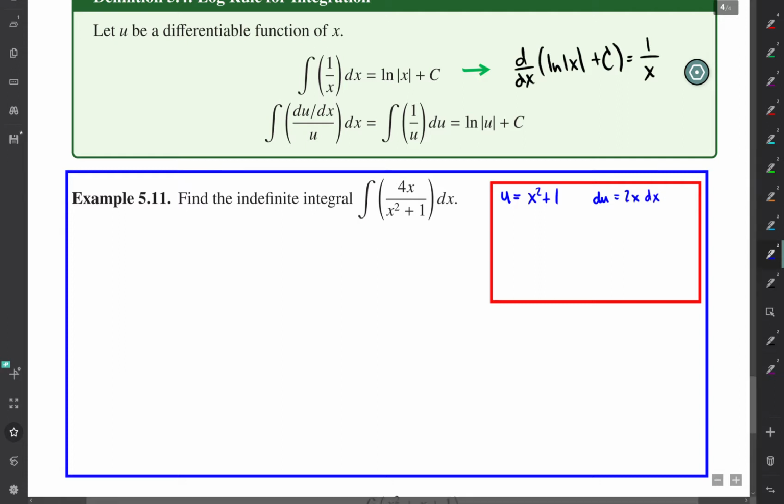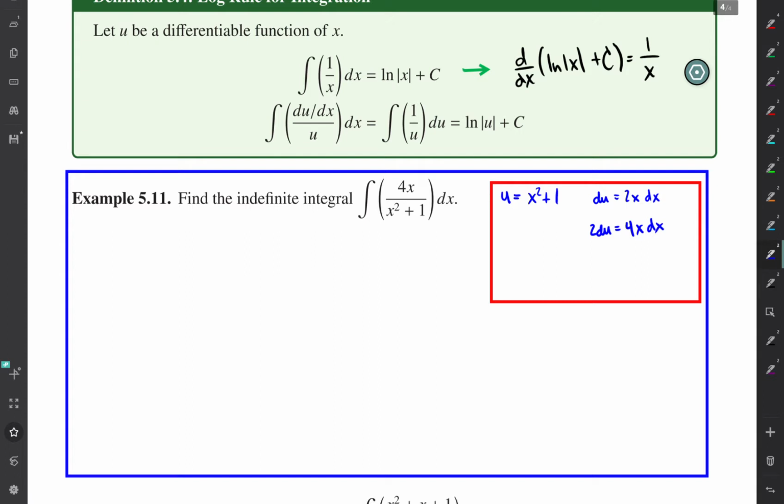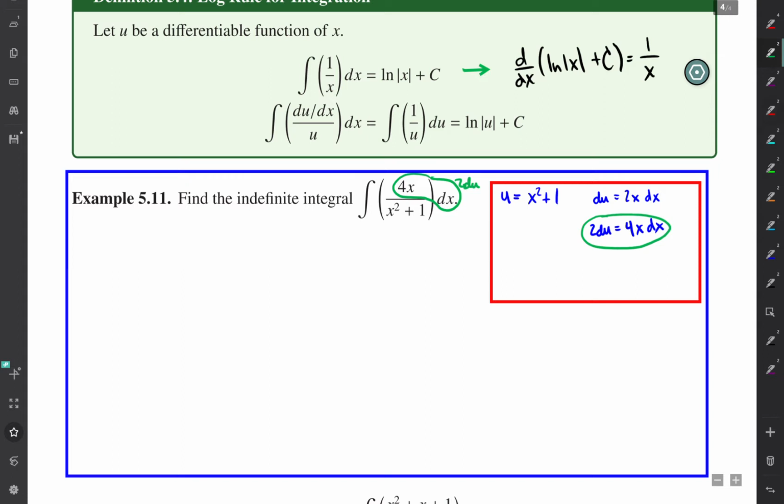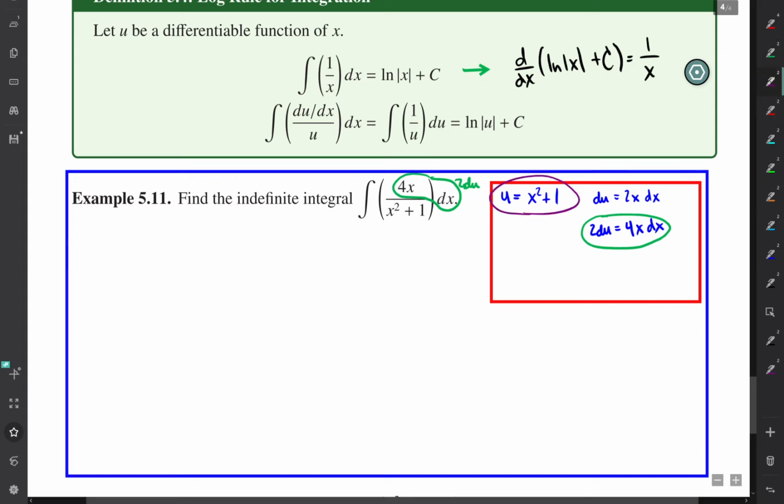We have a 4x dx up here, but a little bit of algebra says that you just multiply both sides by 2, and you get that 2 times du is equal to 4x times dx. And now we can substitute the 4x dx with the 2 du. So once again, this is going to be equal to 2 du, because we have an equation saying they're equal. And the u equals x squared plus 1 gets placed down there, so this is u.